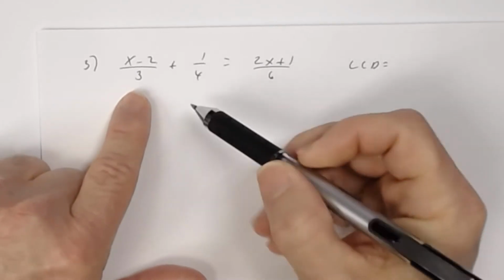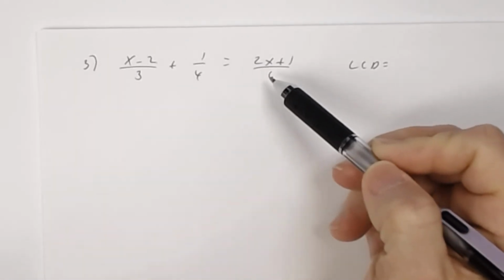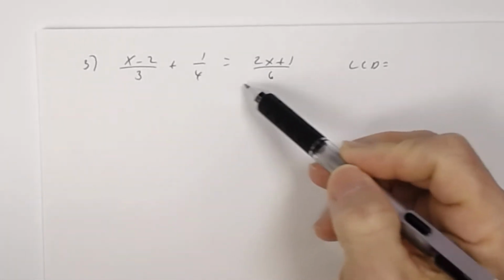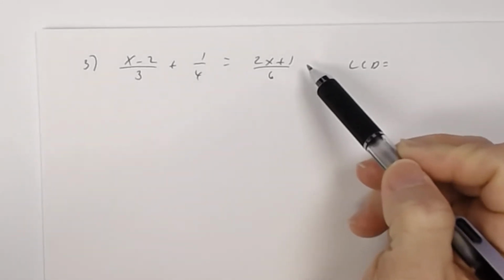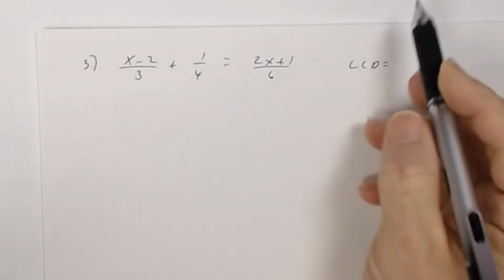And so what's the smallest number that 3, 4, and 6 will go into? So that's the question you need to ask. The smallest number that 3, 4, and 6 will divide into. And so if you look at this, it looks like the least common denominator is 12.